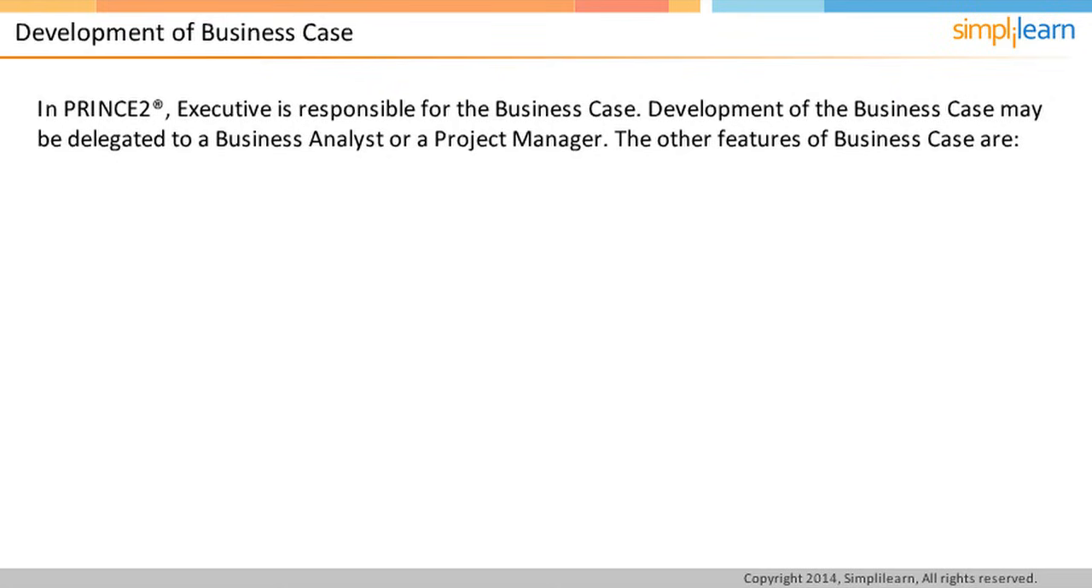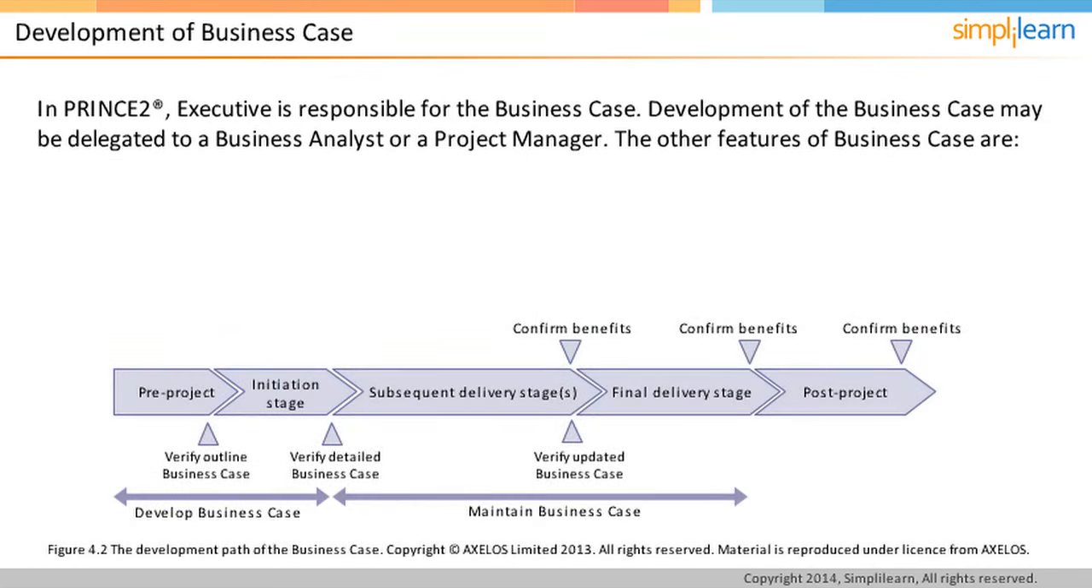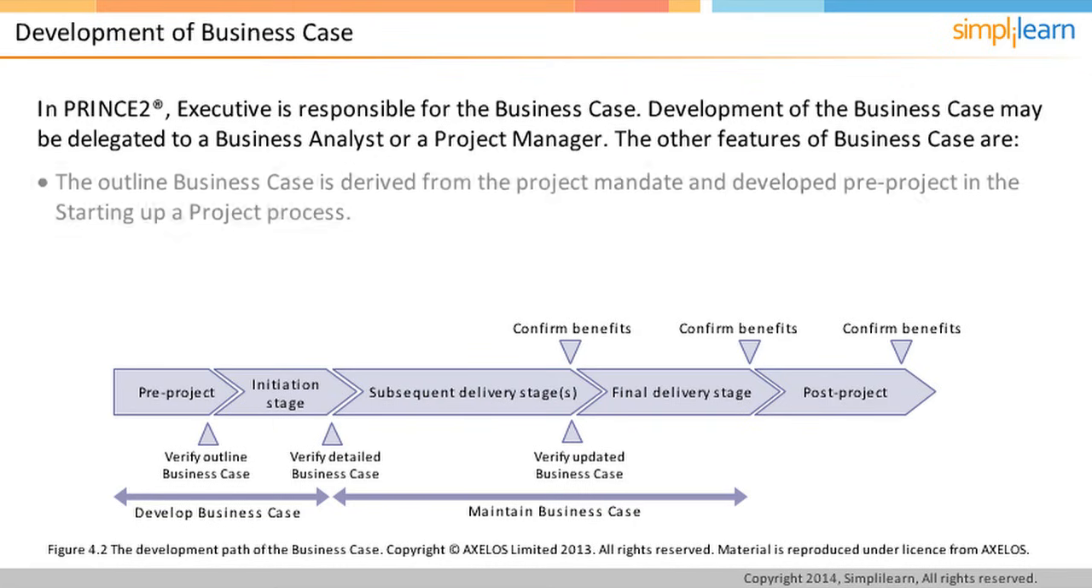As seen in the image on the screen, the development of the business case is a two-stage process. The outline business case is derived from the project mandate and developed pre-project, in the starting up a project process. Every project requires a trigger, and that trigger is called the project mandate in PRINCE2 methodology. Based on this trigger, some quick initial work is done to check whether it's worthwhile to even initiate the project. This is called pre-project. The outline business case is developed at this stage.